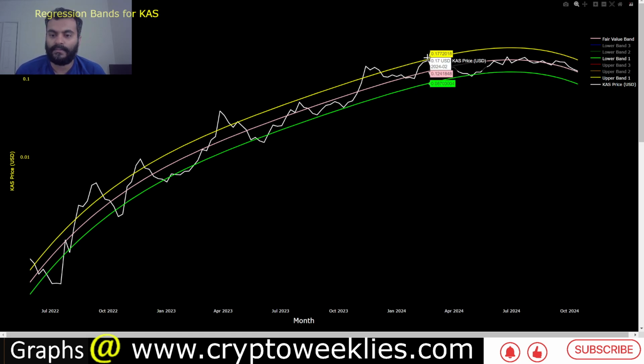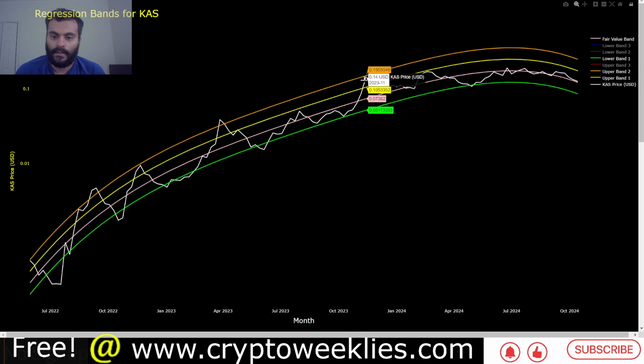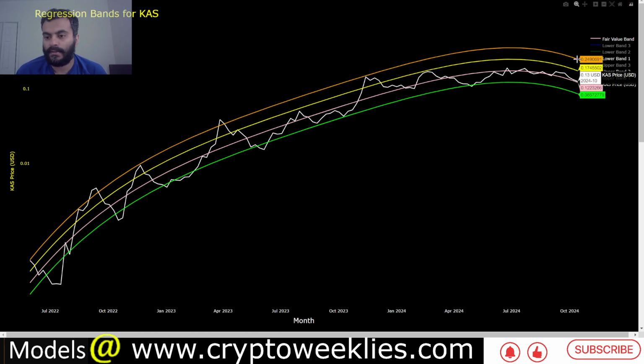The last time the price went to the 1 standard deviation ceiling, back in February of 2024, the token was unable to rally beyond it. Let's see if this time the price goes beyond that level. If it does, the 2 standard deviation ceiling, which was last tested in November of 2023, is coming in at around 25 cents. So that is again a key level to watch.